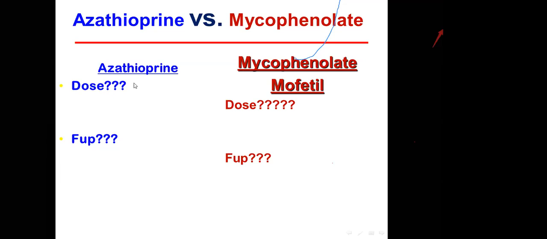On the other hand, MMF is not safe in pregnancy. So you just calculate its dose. If she is 100 kilogram, you just give her 200 milligram of azathioprine in one dose. Don't divide the dose of azathioprine because it's a long-acting drug. It doesn't need dividing every 12 hours. On the other hand, the other medications need to be divided, and we follow up these drugs only by CBC.